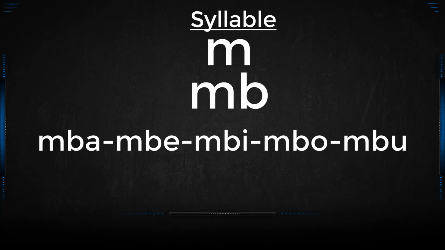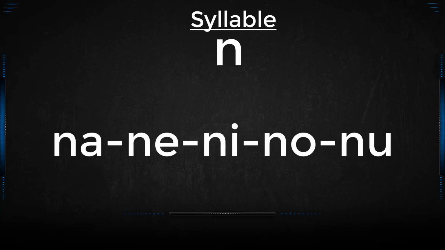Ba, be, bi, bo, bu. Then letter N, and when N meets with an A, it forms na. Na, because A we pronounce as A in Swahili. So what we have is na, ne, ni, no, nu.